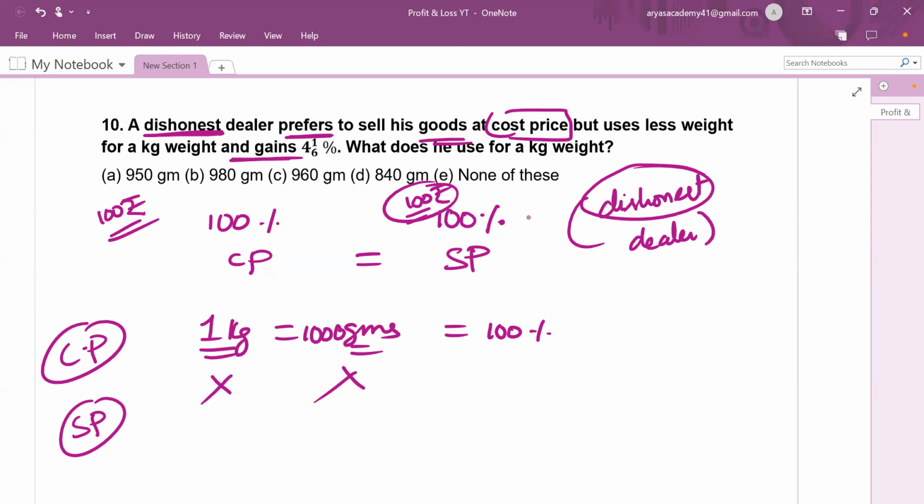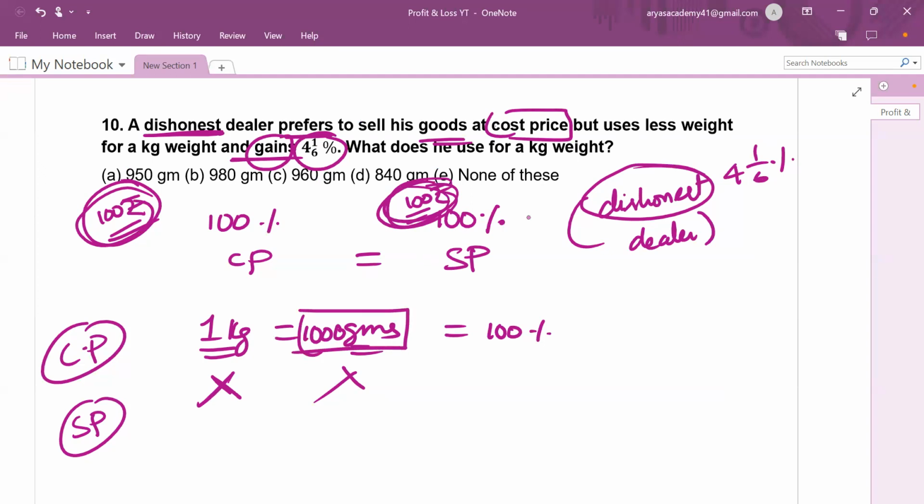Suppose he bought for 100 and sold for 100, will there be any profit? No. But it is very clearly stated that he gains 4 1/6%. It's a fraction, 4 1/6% profit. So if he is getting profit, he is not taking more money. He is getting for 100 rupees and also selling for 100 rupees. That is why he is reducing the weight. So instead of 1 kg, that is 1000 grams, he might be giving 960 or 950 or 980 grams, and that is how he is making profit.